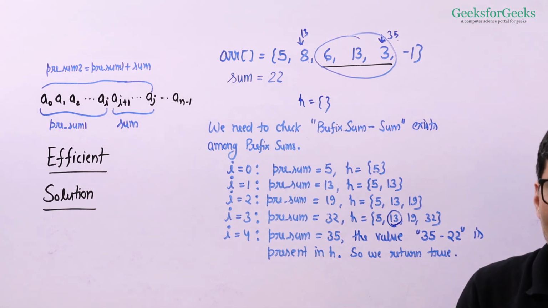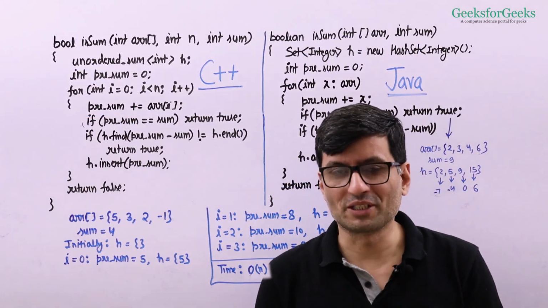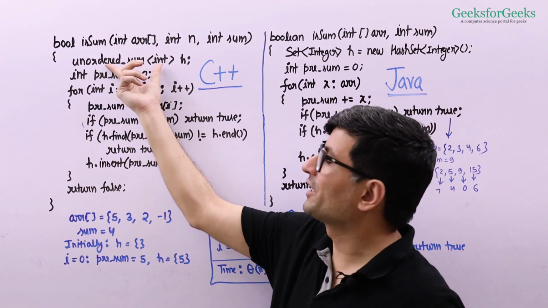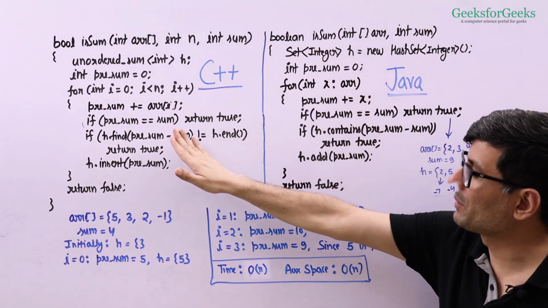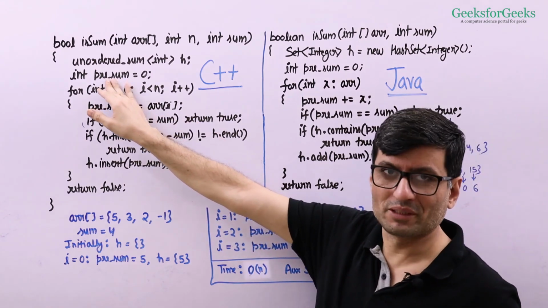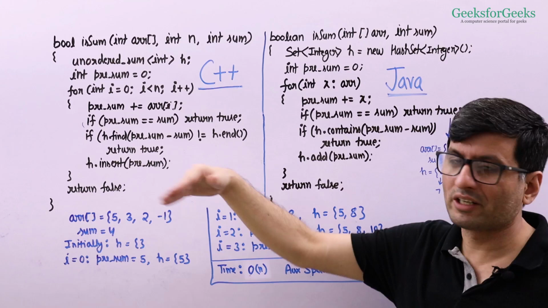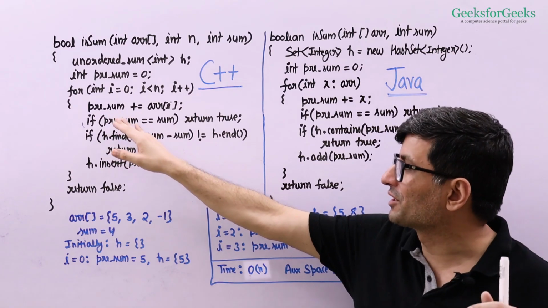Please pause this video and write down the code yourself. Here is the implementation of the efficient approach. We have first created an unordered set in C++, hash set in Java. This side we have C++ code, this side we have Java code. Now we have initialized the presum as 0 in both the codes, and then we are traversing through all the elements. And for every element we are updating the presum, right?